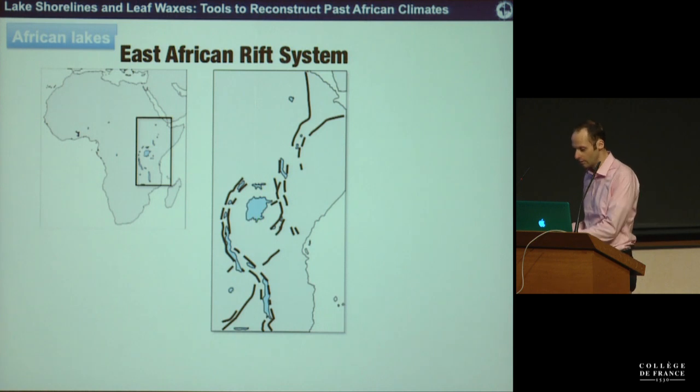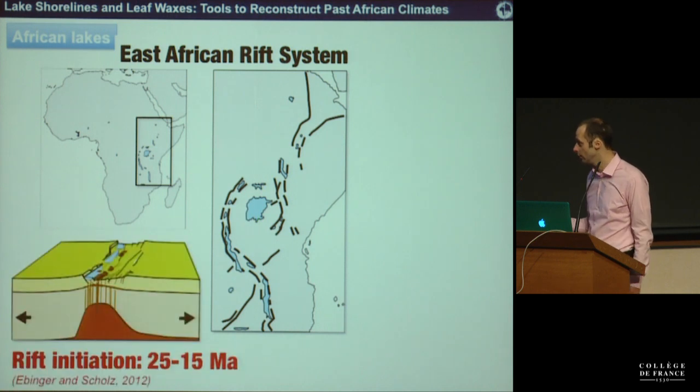And we know that since around 15 million years, since the rift initiation, the extension of the rift is creating some basins here along the rift axis. And these basins are available to accommodate lakes when the conditions are wet, when there is wet climate condition.